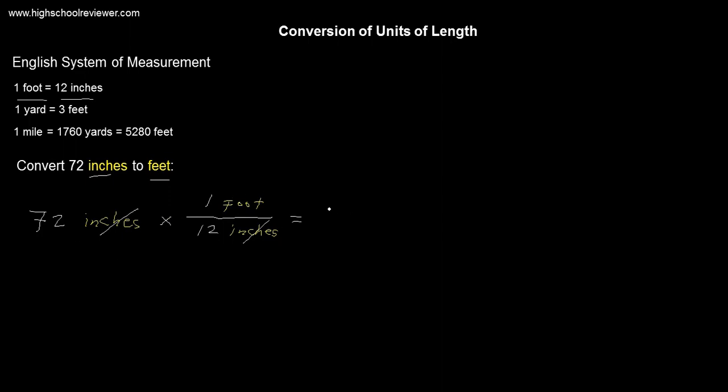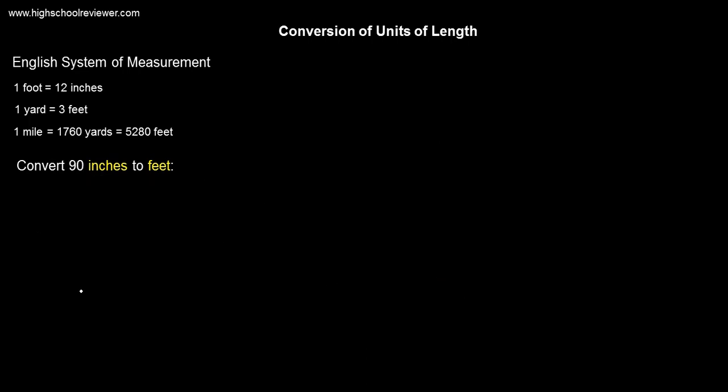And then if we multiply, we have here 72 multiplied by 1. And do not forget our unit, which is foot. And then this will be divided by 12. 72 multiplied by 1 is 72. And 72 divided by 12 is equal to 6. And since this is more than 1, our unit now will be in feet. So 72 inches is equivalent to 6 feet. And this is our final answer.